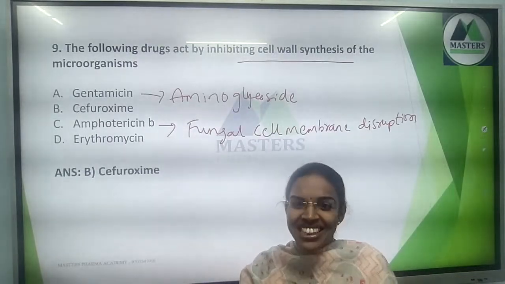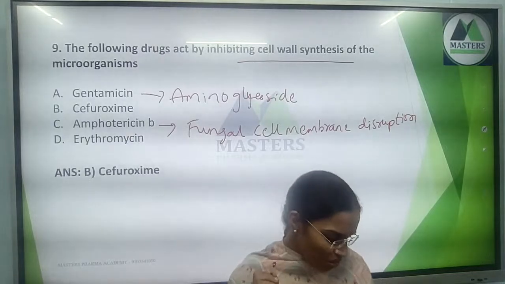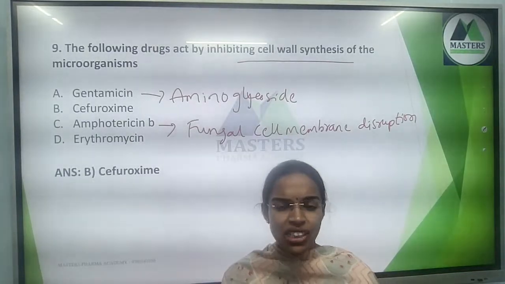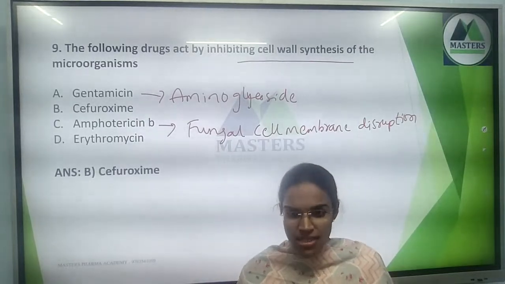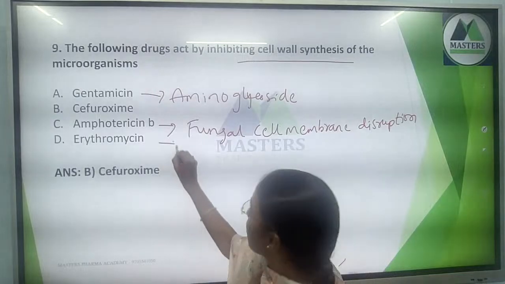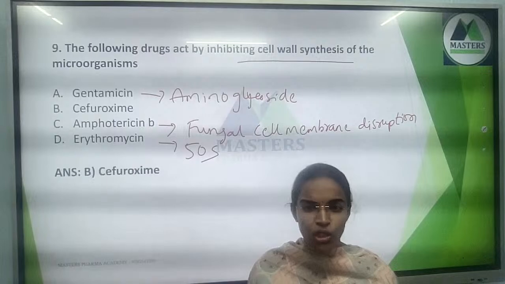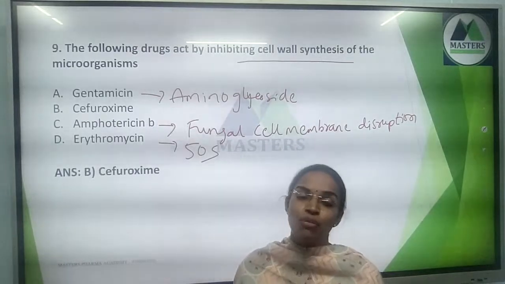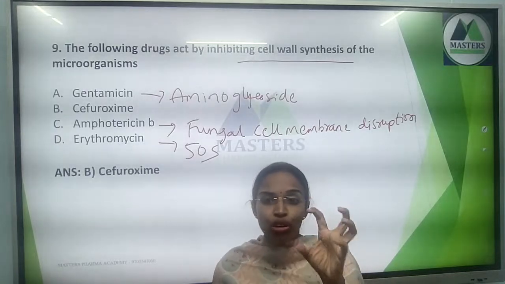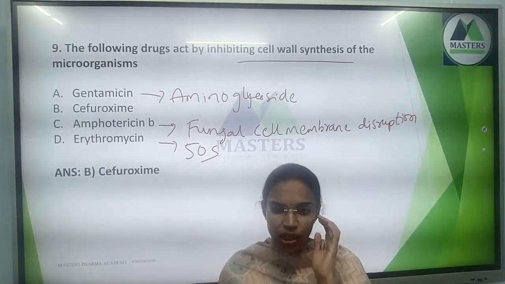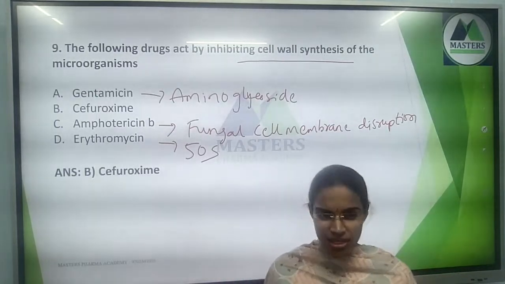And erythromycin. Yes, it belongs to the macrolide class of antibiotics. And what do macrolides do? How do they act? They act by inhibiting protein synthesis, again by binding to the 50S subunit of ribosomes. Erythromycin is a protein synthesis inhibitor. It acts by binding to the 50S ribosomal subunit of microorganisms, preventing growth.